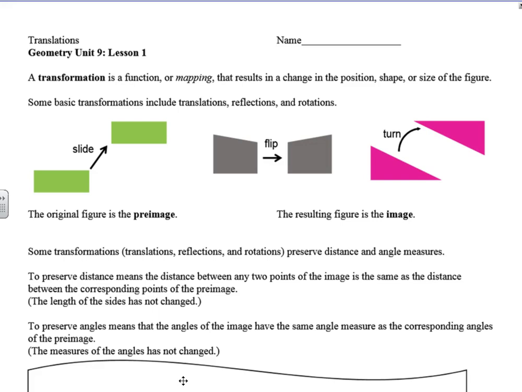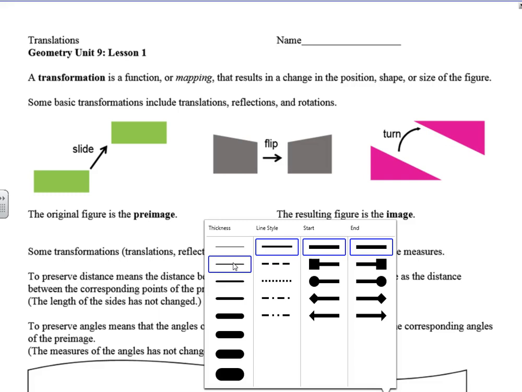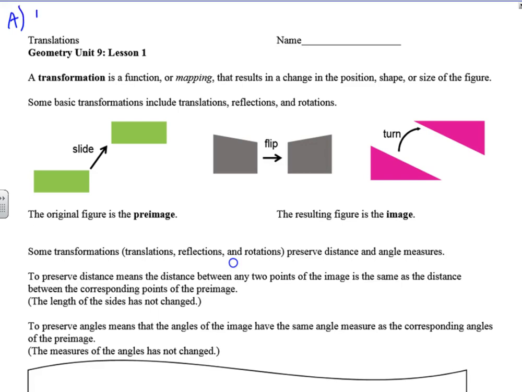This is a really critical unit with a lot of really important things. The title for our unit is Transformations. We have different types of transformations that we're going to talk about over the course of the next few lessons and really all throughout this unit. A transformation is a function or a mapping that results in a change in position, shape, or size of a figure. So anything where we move it.